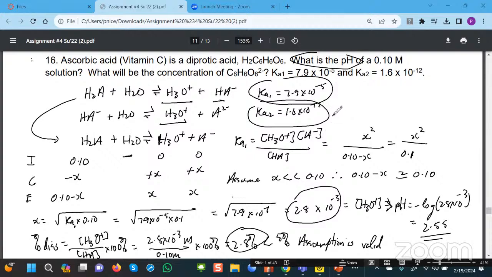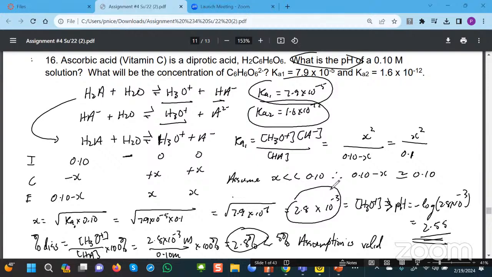So the second dissociation will be so small that we can ignore it in terms of the amount of hydronium ions that will be produced. Okay, so the answer for the first part is that the pH of the solution will be 2.55. All right? Okay, any questions about this?